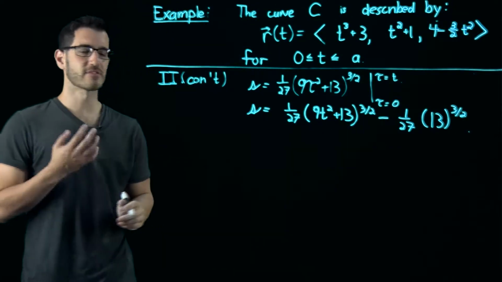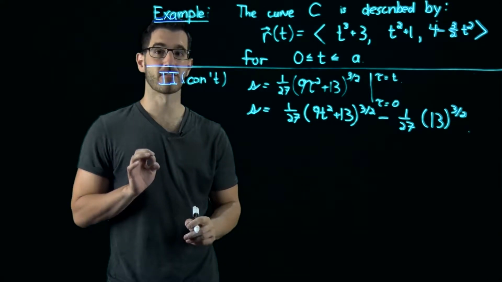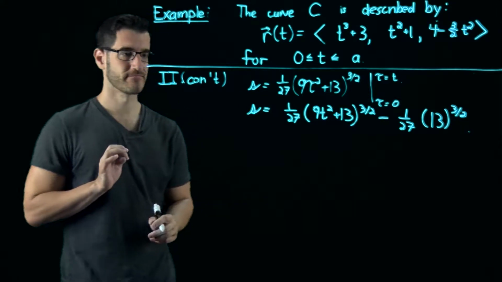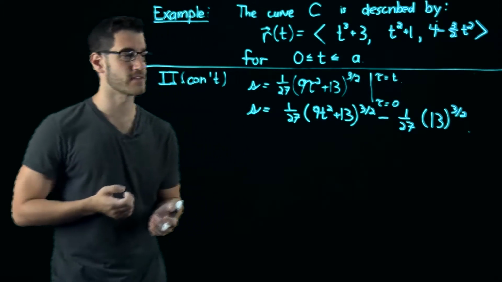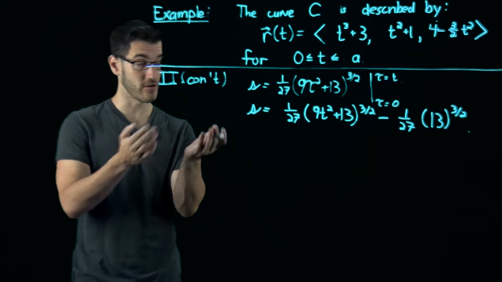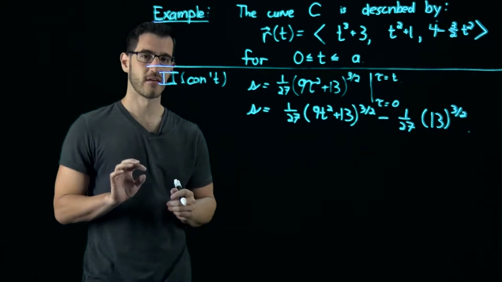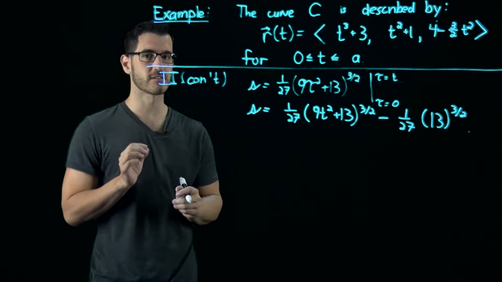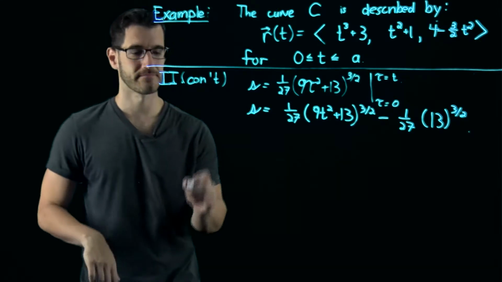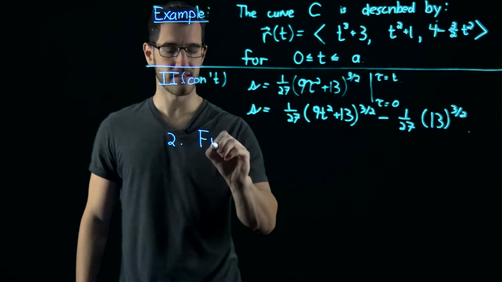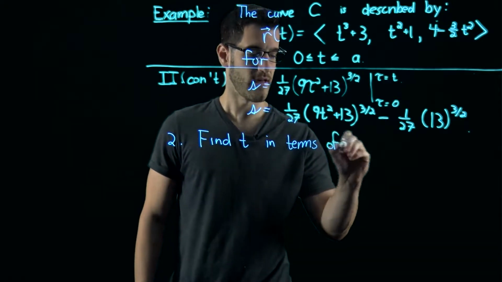So this tells me precisely how my original parameter t and my arc length parameter s are related. So in order to re-describe this curve, if we can evaluate this integral, that is actually a semi-big if, but we could here, we now have s explicitly as a function of t. To re-describe this curve using arc length as a parameter, we need to find t explicitly as a function of s. So the next thing that we need to do is find t in terms of s.